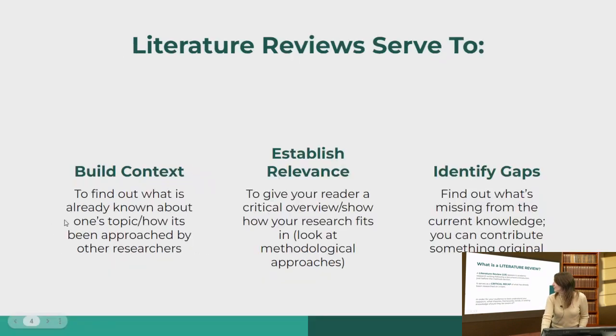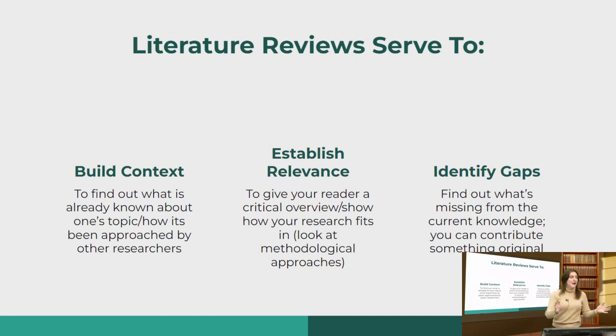With those literature reviews, we are usually working to do three things. One, build context. So we want to find out what is already known about a topic or how it's been approached by other researchers in the past or how it's currently understood, right? We also want to establish relevance. We want to give our reader a critical and comprehensive overview about how our research fits into all that currently exists. So here's what's out there, and here's a good segue into how I'm jumping in. Relatedly, we want a good literature review to identify gaps. So figure out what's missing from the current knowledge and how what you're doing contributes something original.